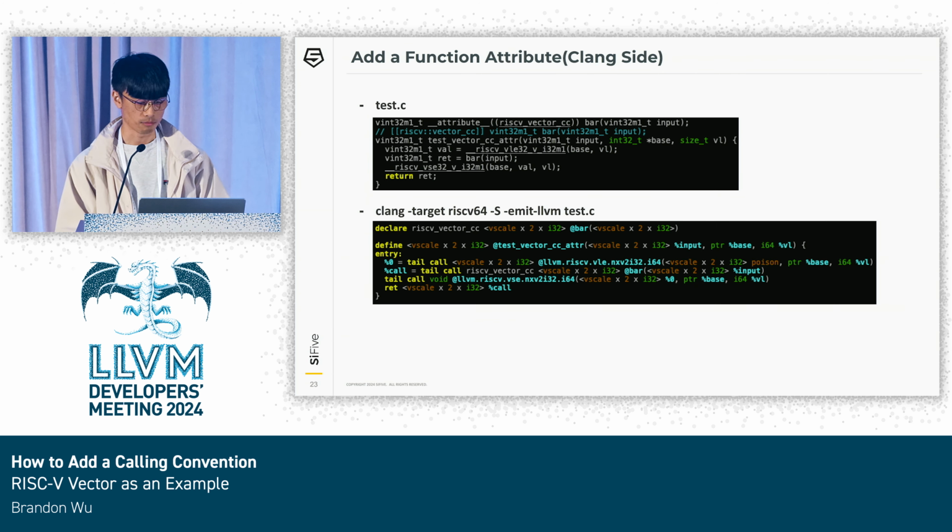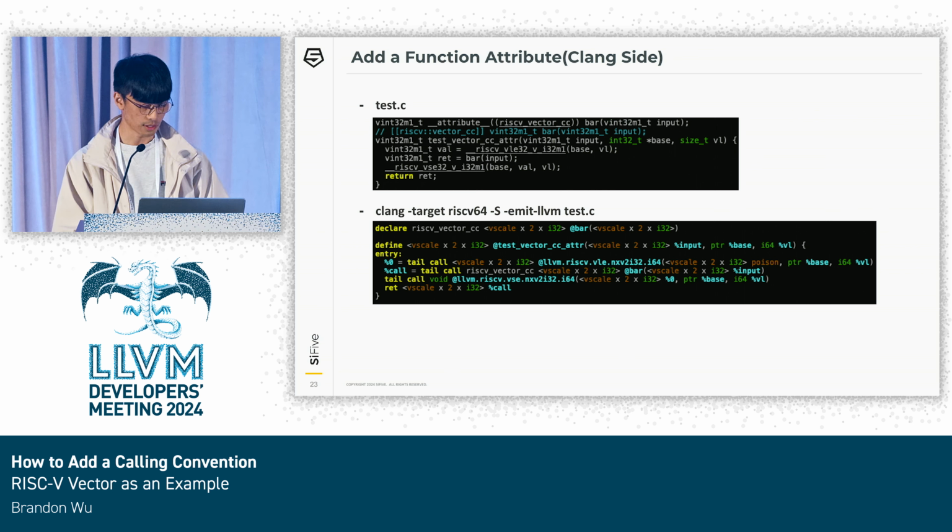Okay, for now, we know how to add an attribute keyword for the calling convention in both Clang and LLVM. We are also able to make the LLParser recognize the calling convention keyword in LLVM IR. So let's take a look at a test case to see what we've already done in the previous slides. In the upper image, we have a bar function declaration with RISC-V Vector CC. Then we make a call to the bar function in the test function.